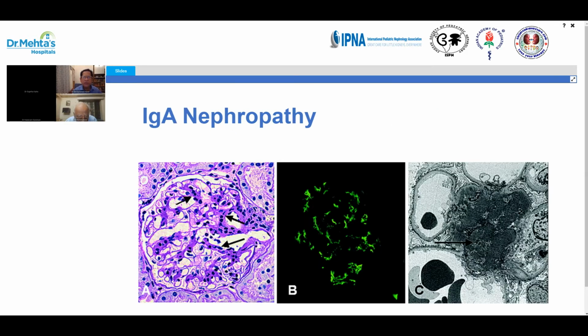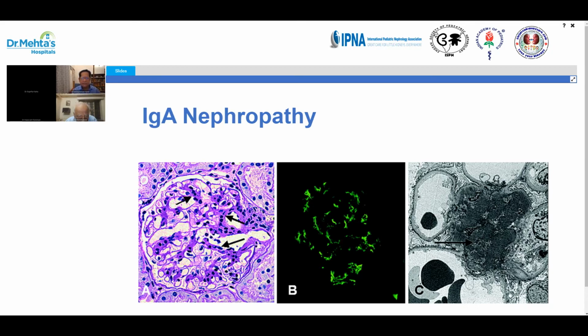If you look at this histopathological slide, in the first slide of IgA nephropathy there is mesangial proliferation with endocapillary hypercellularity. In the second slide, immunofluorescence shows predominantly IgA deposition. And in the third slide, EM, it shows mesangial deposits, and occasionally a few subendothelial deposits.